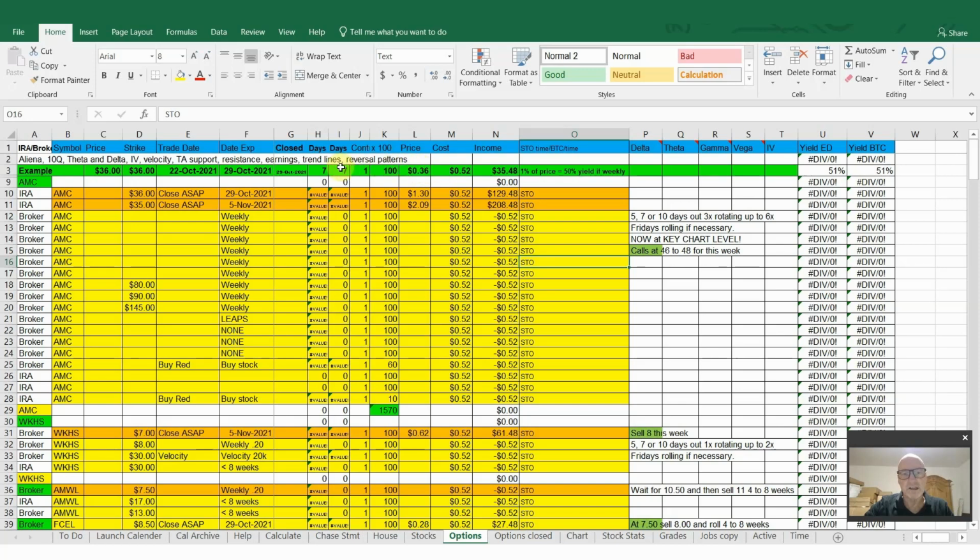Why? Because it's exactly 1% of the strike. That's what you're looking for: 1% of the strike price minimum. We want a lot more than that, but we can take that as a minimum because we're looking for a 50% annual yield.